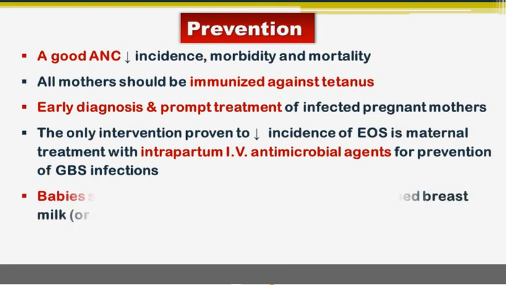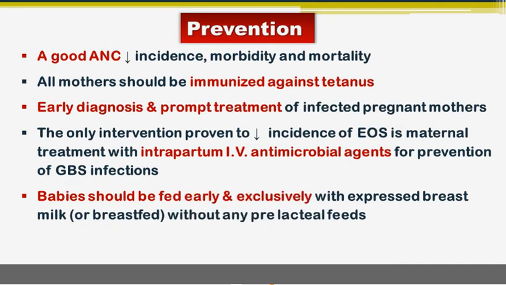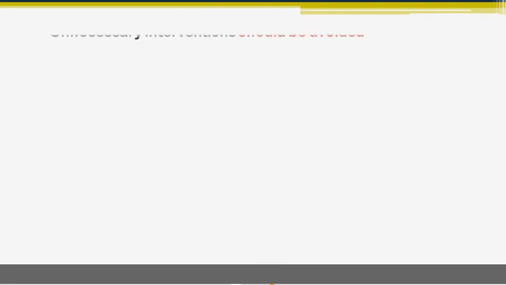And babies should be fed early and exclusively with expressed breast milk or breastfed. If the mother cannot lactate, we can use expressed milk, or direct feeding without any pre-lacteal feeds, because you know the importance of breast milk for immunity. Care of the umbilical cord is very important, because some infections are acquired through omphalitis, through infection of the umbilicus and the umbilical cord.